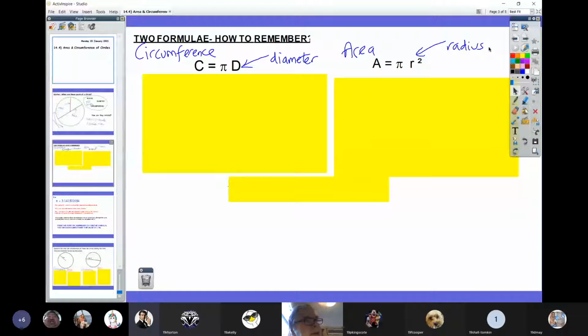If you need to work out the area, then you use the formula on the right, where area equals pi r squared. So remember what r squared is. That's the radius times the radius itself. Now you do need to learn both of these formulae.